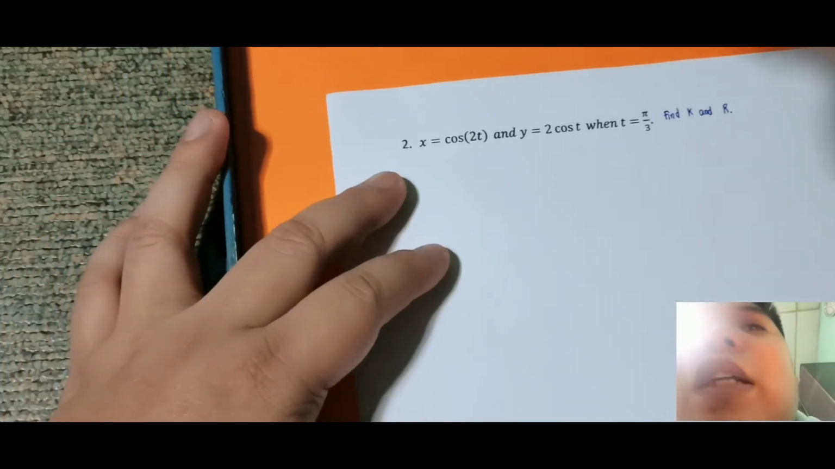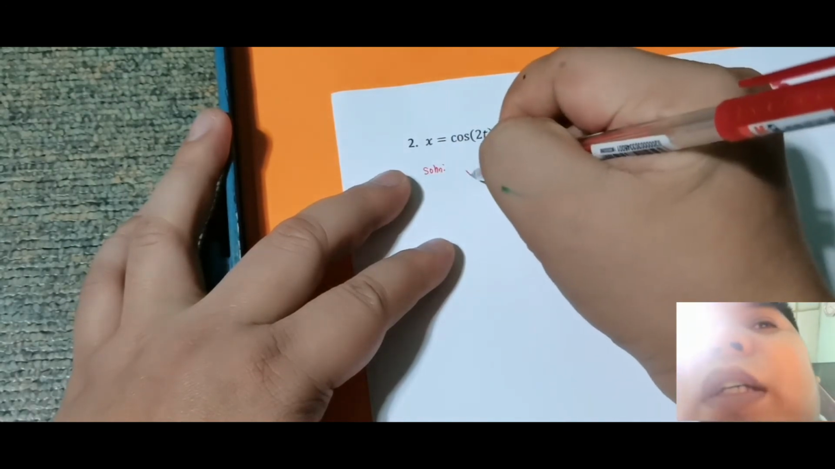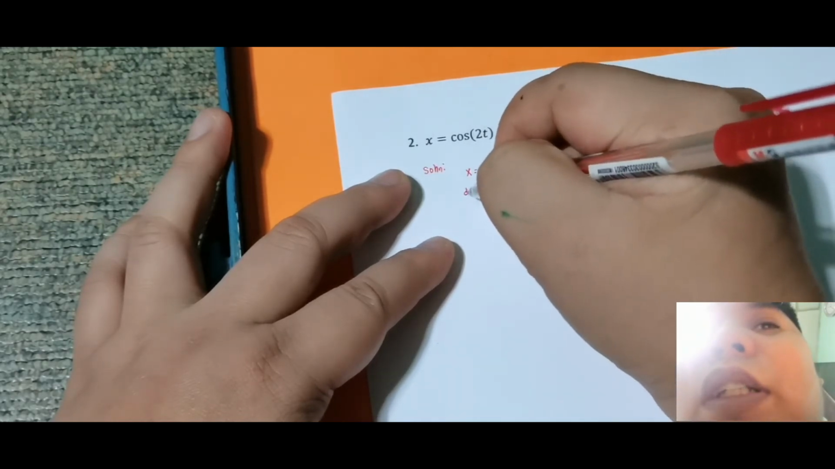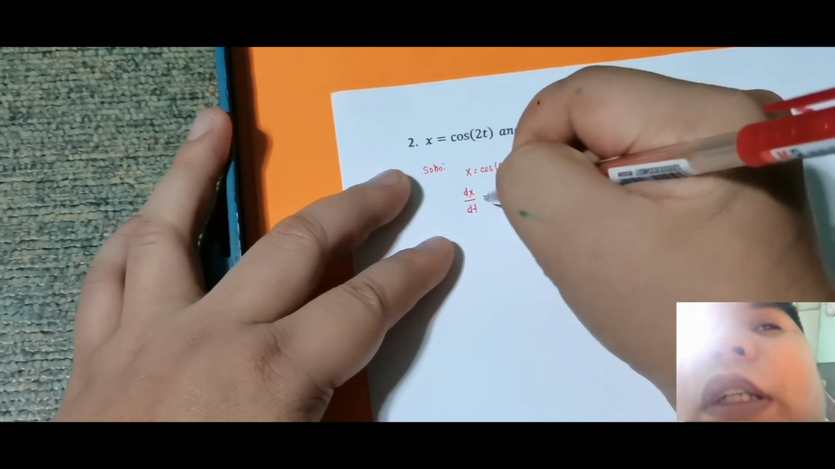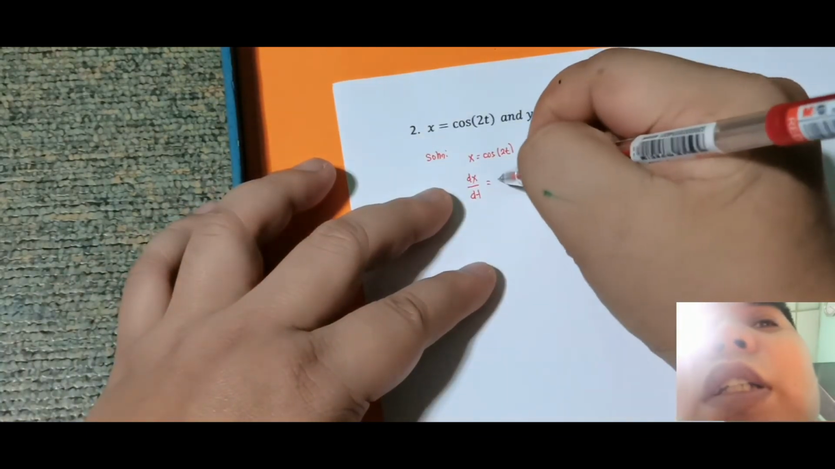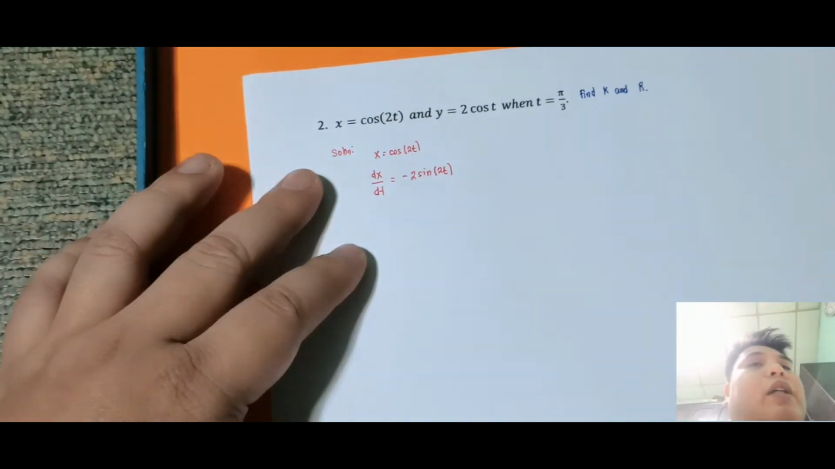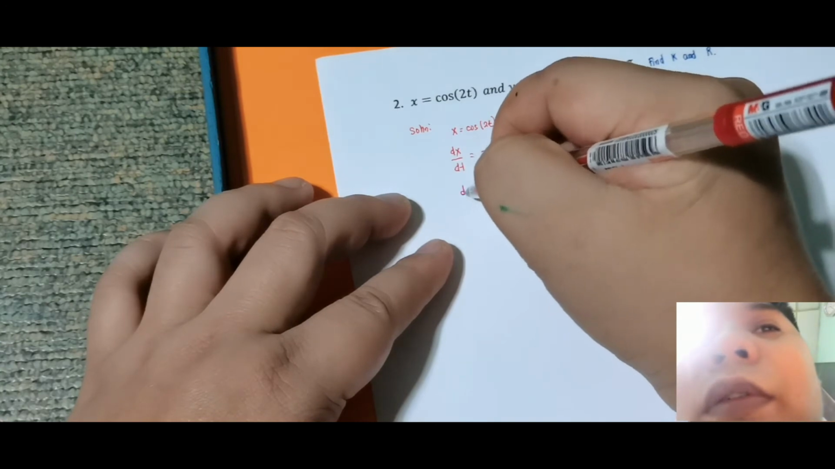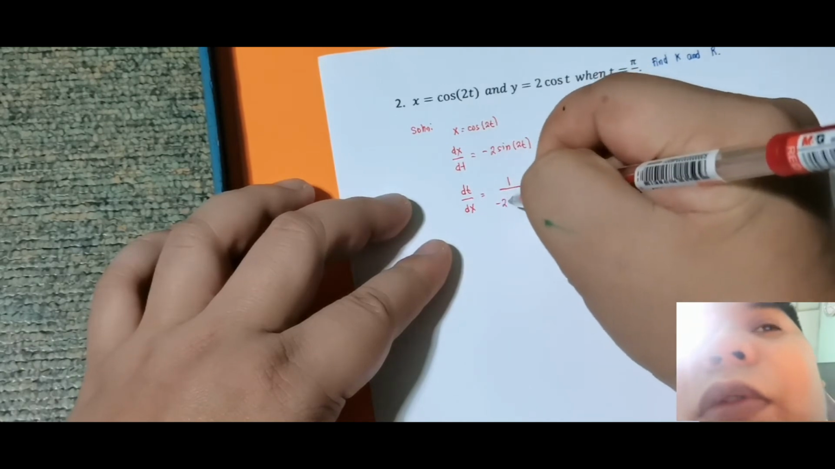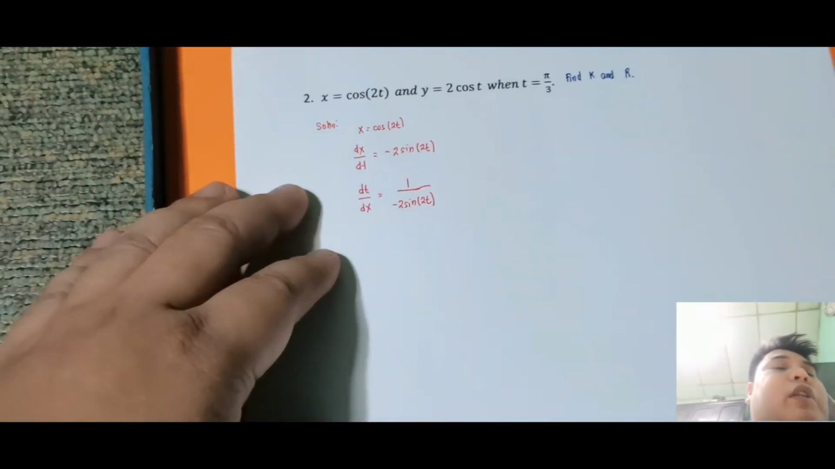So note na ito yung unang gagawin natin. So we have solution. So we have x is equal to cosine 2t. So differentiate with respect sa t. So this is dx over dt is just equal sa derivative ng cosine, negative sine, tapos may 2 sa loob. So this is negative 2 sine 2t. Okay. So next is kailangan natin ng dt over dx. Okay. So that is equal sa 1 over negative 2 sine 2t. Okay, kasi yun yung kailangan natin para makuha yung dy over dx.